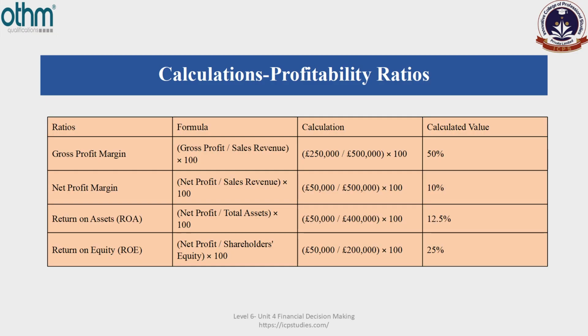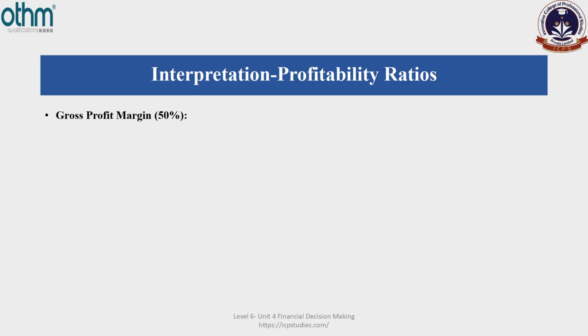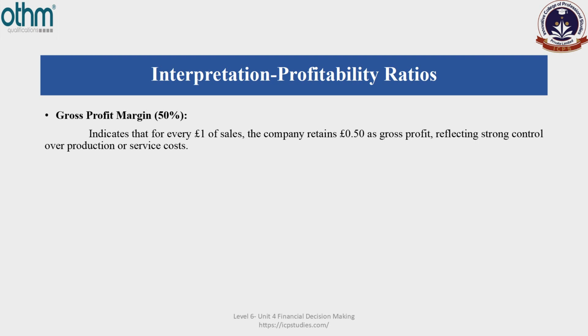You can see that we just simply entered the figures in the formulas and we get the answers. Here is the interpretation of the profitability ratio, which is important now. So gross profit margin was 50%, which indicates that for every $1 or £1 of sales, the company retains 0.50 pound or dollar as a gross profit, which reflects strong control over production or service cost.